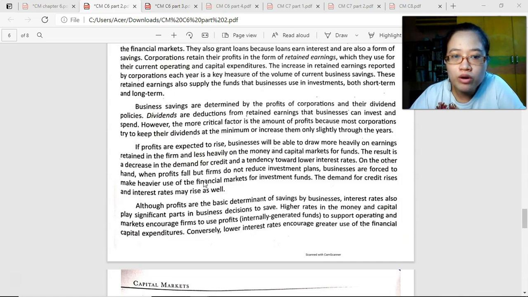On the other hand, when profits fall but firms do not reduce investment plans, so hindi masyadong profitable, maliit lang yung profit, tapos marami silang investment plans, maraming balak bilhin or ipagawa sa kanilang businesses, so they are forced to make heavier use of the financial markets for investment funds. So nangungutang. The demand for credit rises and interest rates may rise as well. Kasi tumaas yung demand, edi tataas din yung interest rate.